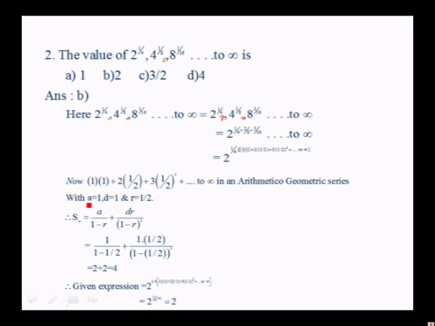So a is 1. See, this is an arithmetico-geometric series. a is 1 and r is half actually. So if you substitute that in the S infinity formula, 1 over 1 minus half plus 1 into half over 1 minus half whole square, that is 2 plus 2. The first one, if you simplify, you get 2. This is also 2, so 4. So the given expression is 2 to the power of 1 by 4 into 4. That is equal to 2. So the answer is 2, the second option.